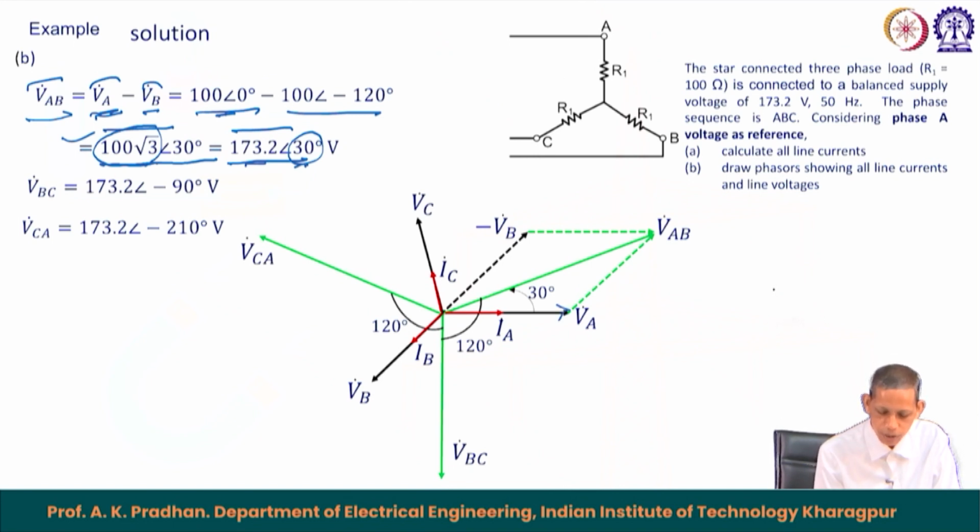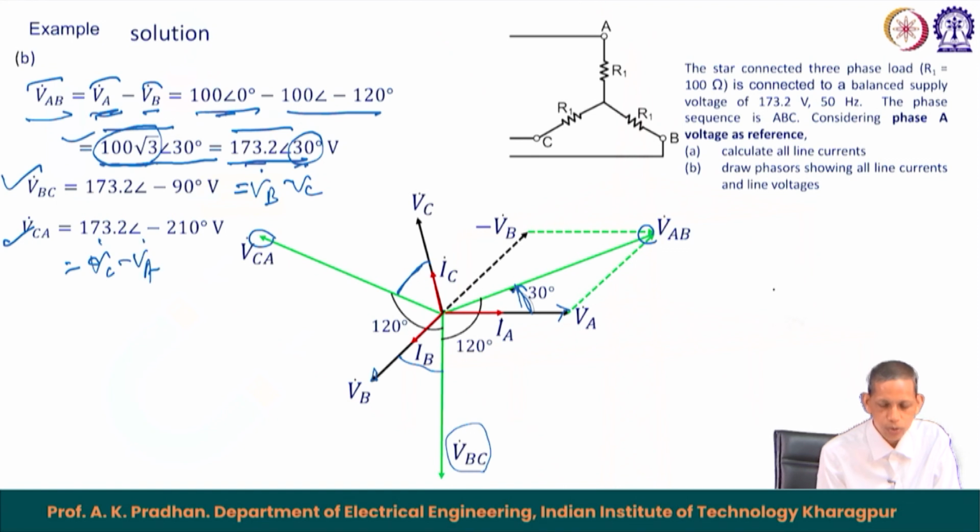So, if this is V_A, then V_AB is root 3 times V_A and leads it by 30 degrees. That is the phasor position of V_A and V_AB. Now, V_BC will lead the corresponding V_B by 30 degrees and V_CA will lead V_C by 30 degrees. That is the position of V_BC and V_CA also. You can calculate V_BC equals V_B minus V_C and V_CA equals V_C minus V_A, and find the corresponding phasor positions.